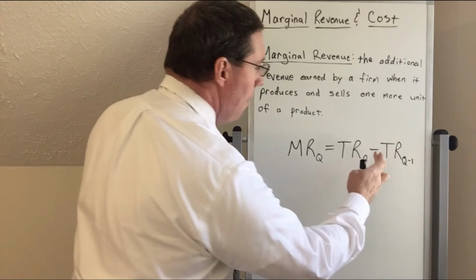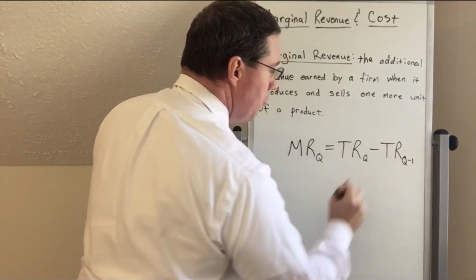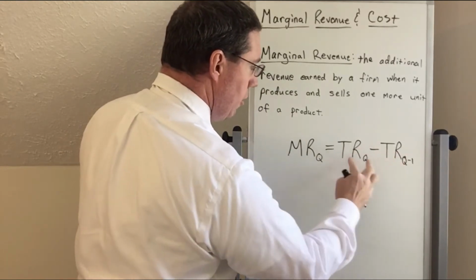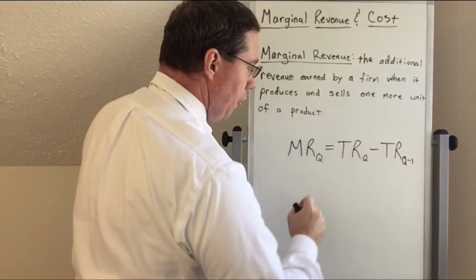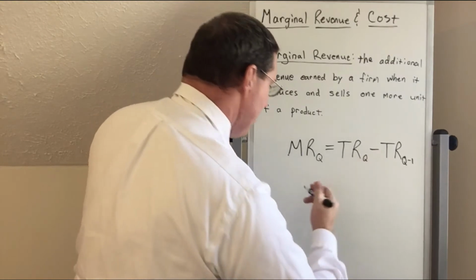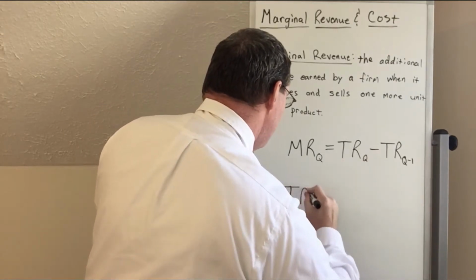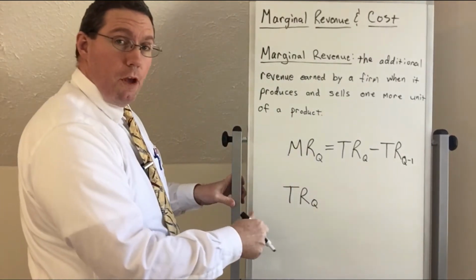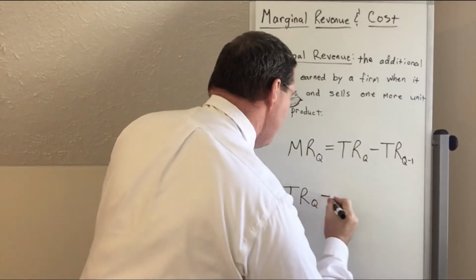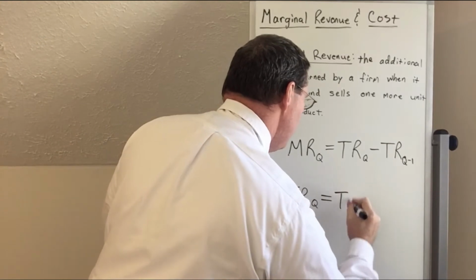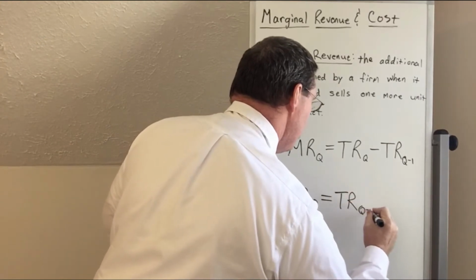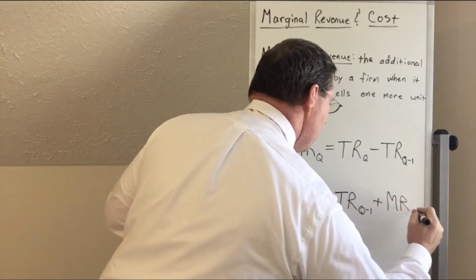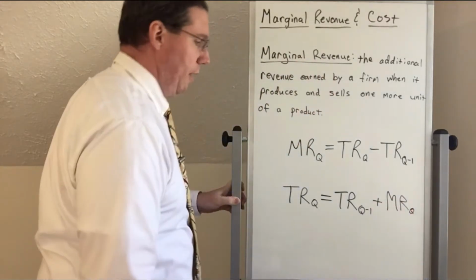Now, we can actually manipulate this into a formula for total revenue. Watch what I'm going to do. I'm going to add the total revenue from Q minus 1 over here, and that's going to cancel over here, leaving total revenue of the 30th unit or the Qth unit by itself. And what we come up with is total revenue. You can find the new total revenue for producing one more unit if you take the total revenue from the previous unit, Q minus 1, and add to it the marginal revenue of the new unit.